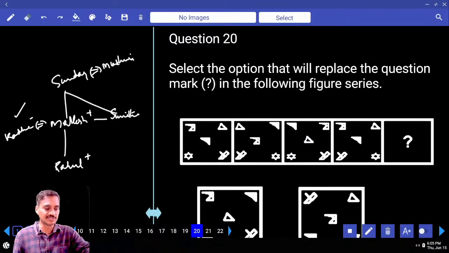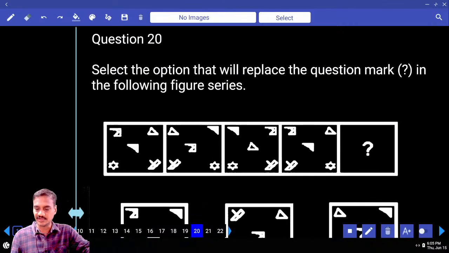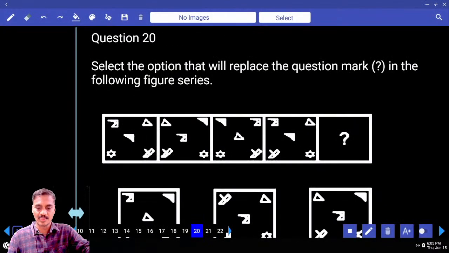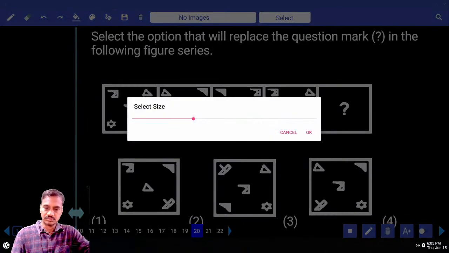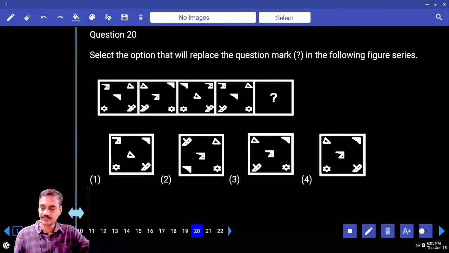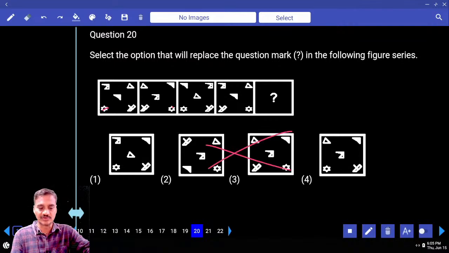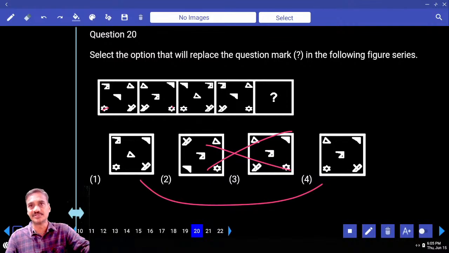The next one, the 20th, it is based on non-verbal. We need to find the next figure in the non-verbal series. Now coming to the first one, just start from the left hand side, move to the right hand side, left, right, again left hand side. These two were ruled out, then we are left with either 1 or 4. Only 2 choices were left, then we need to compare within the choices.